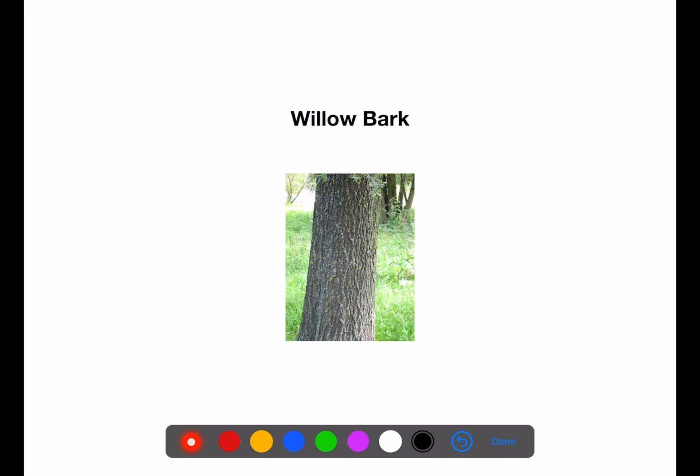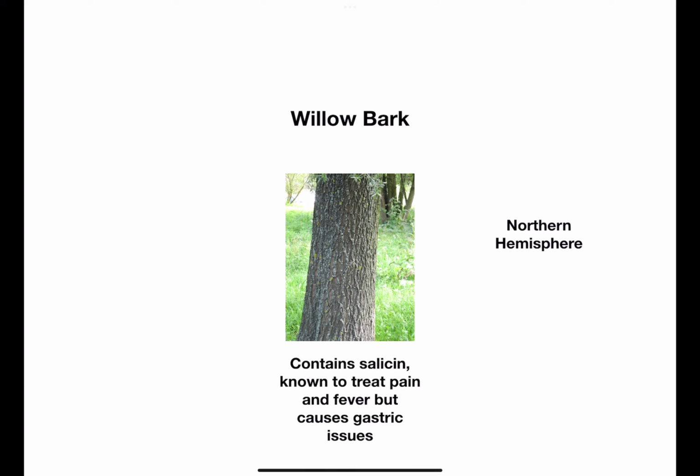Our next plant is the bark of the willow tree. Willows grow in the northern hemisphere. It contains a compound called salicylin, which is known to treat pain and fever, but also causes gastric issues. The use of willow bark has been around for over 3,000 years. For example, the ancient Egyptians used willow bark to treat fever and pain. However, they did not know what the active ingredient was.